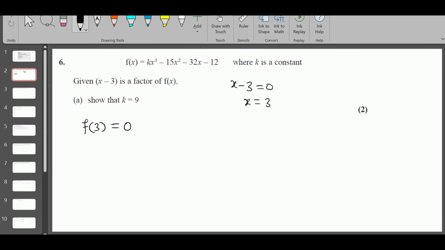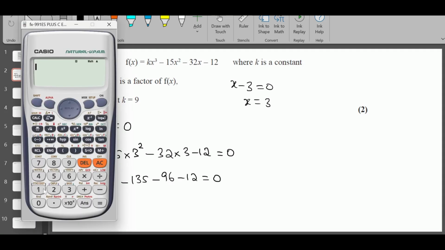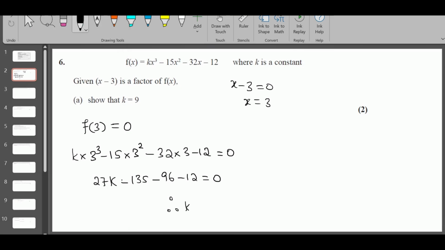So replace x by 3: k times 3 cube, minus 15 times 3 square, minus 32 times 3, minus 12 is 0. That's basically 27k minus 135, minus 96, minus 12 is 0. So 27k is 135 plus 96 plus 12, divided by 27. Therefore, k is equal to 9. It's a 2 mark question.